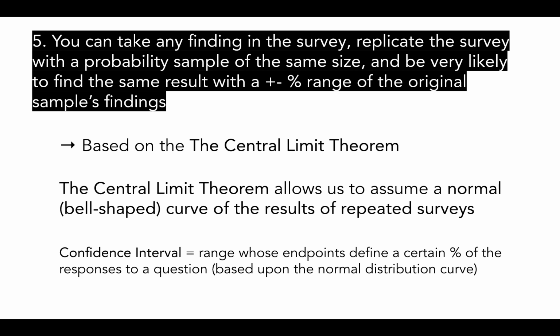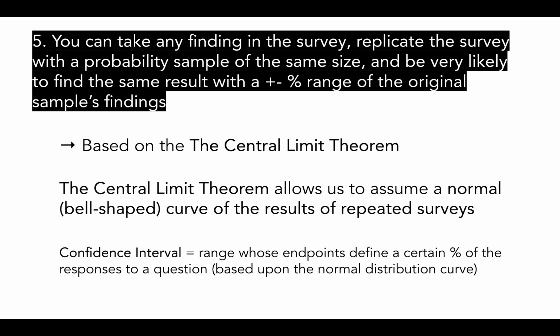So I can send that same survey with those same questions I ask you to another group of similar students, another group and another group and another group. And I would be very likely to find the same results within a certain plus or minus range, so a certain margin of error of the original sample's findings. This whole idea, and I know that's a lot, I'm going to explain it more in depth with different words so that everyone fully gets it, but this idea is based on the central limit theorem. And the central limit theorem is a theoretical notion that allows us to assume a normal or bell-shaped curve, normal distribution, of the results of repeated surveys or repeated measurements.